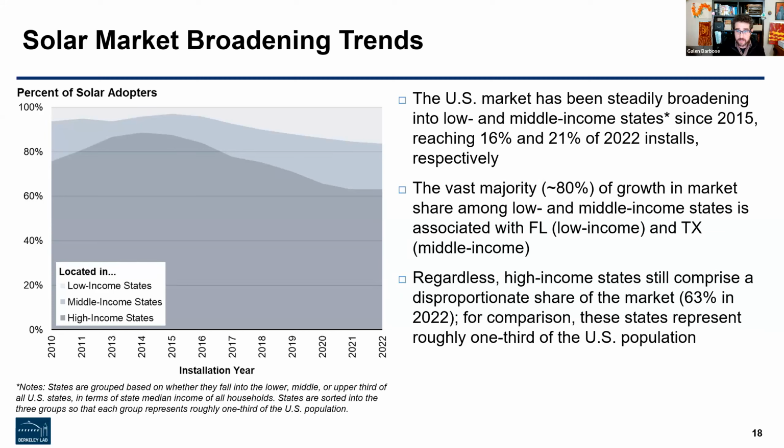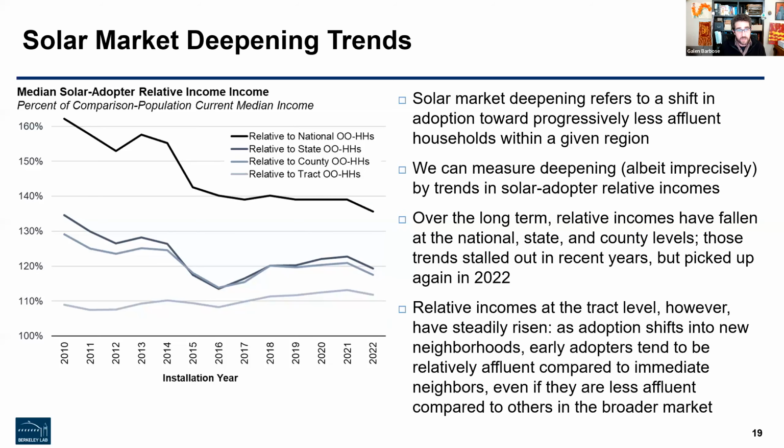The fact that Florida and Texas have both become more significant players in the US residential market has been one of the big drivers for some of the shifts that we've seen in recent years. You can still see, though, that high income states nevertheless remain the largest and a disproportionate share of the market. The deepening trend is more challenging to isolate.